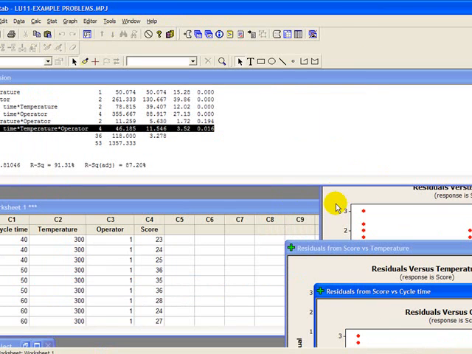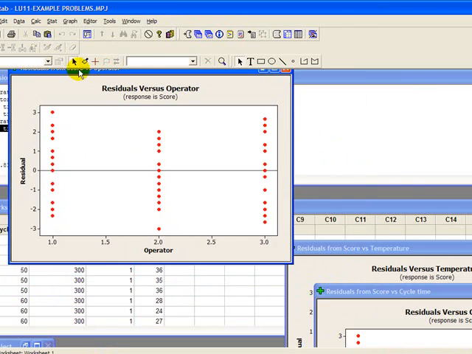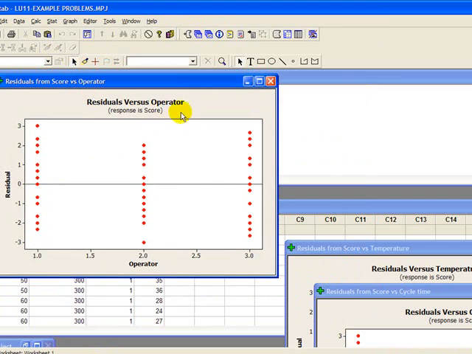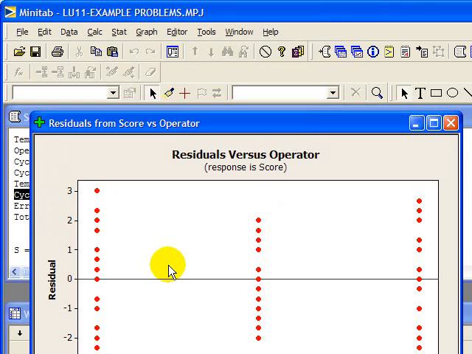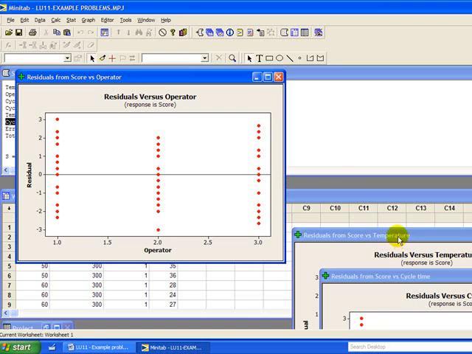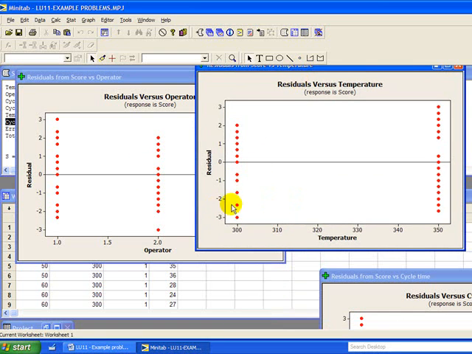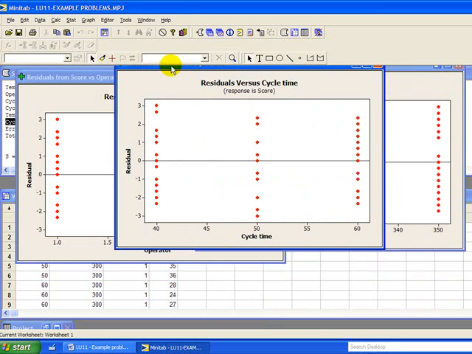And let's look at the residuals versus operator. There is nothing unusual, you cannot see any trend from this graph, so this is good. Here also I don't see anything unusual. Variance, that means the variance is good, there is no problem with variance, right? There is nothing unusual about these graphs.